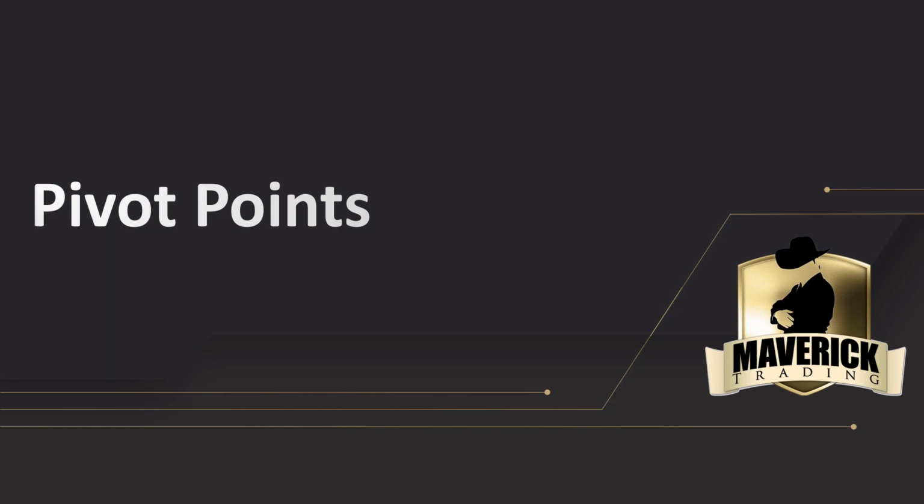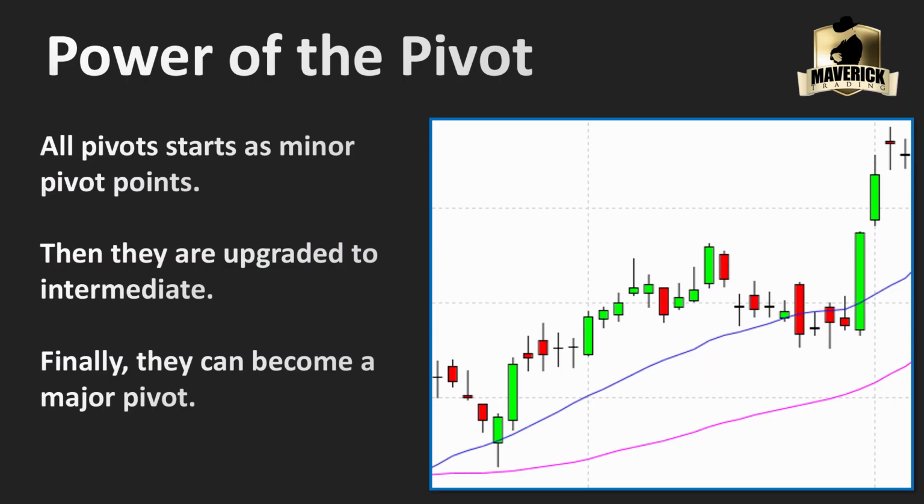So let's get to it, starting with the power of the pivot. When we say power of the pivot, what are we talking about? Well, every pivot point, which is just a change in direction. They would call this a pivot high and this a pivot low. And here's a pivot high and pivot low and pivot high and pivot low.